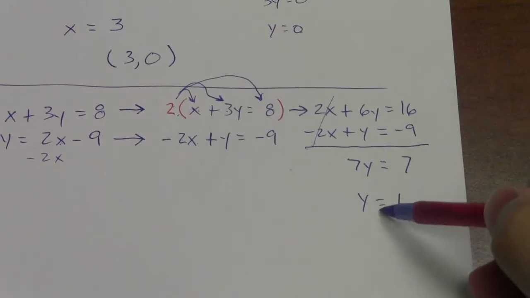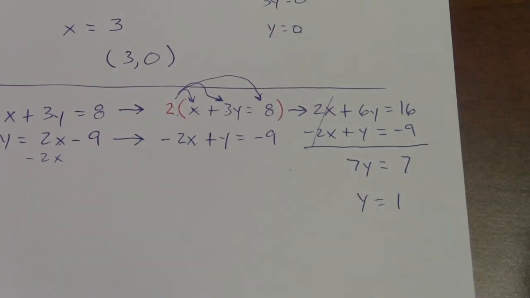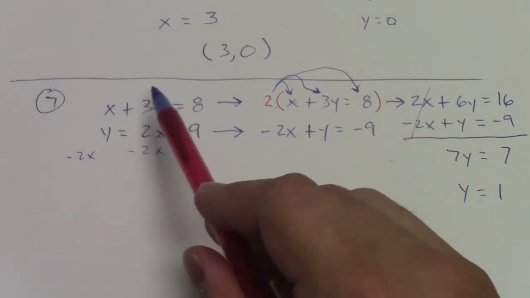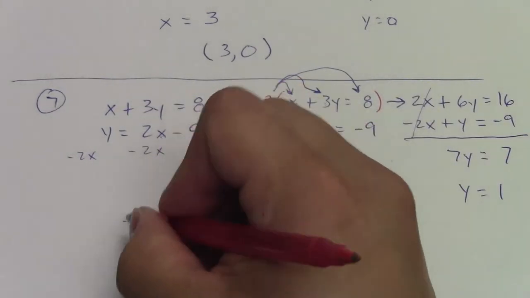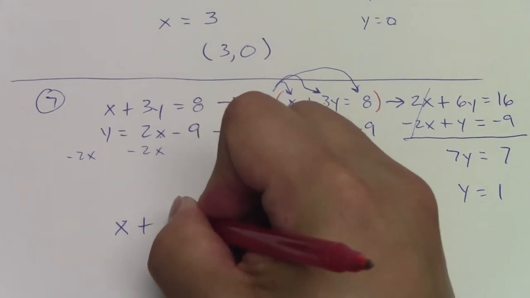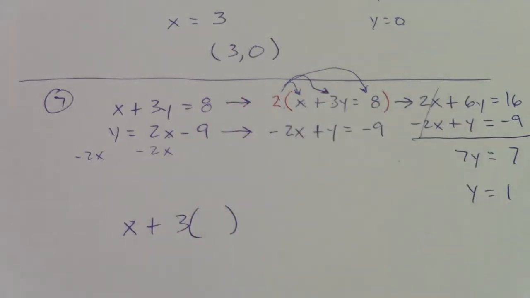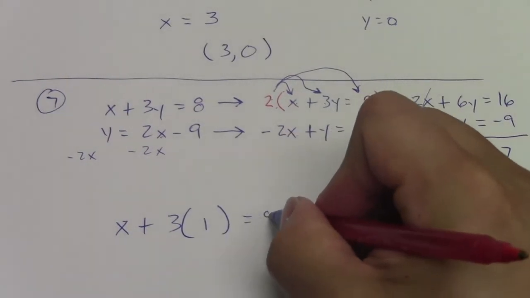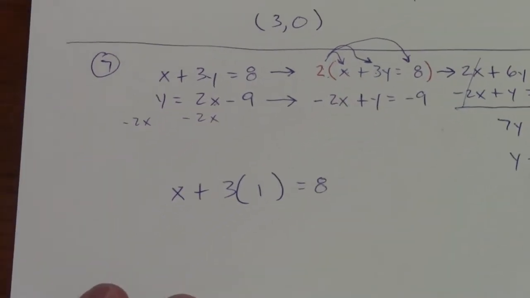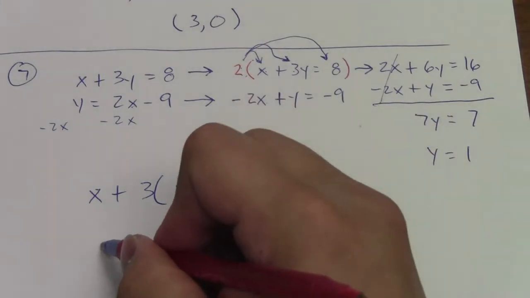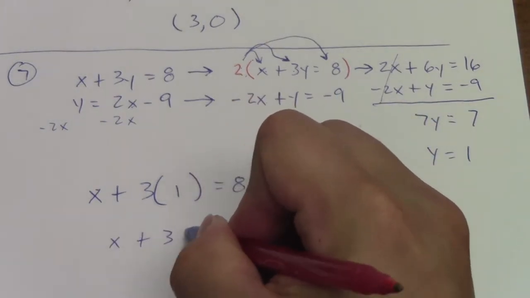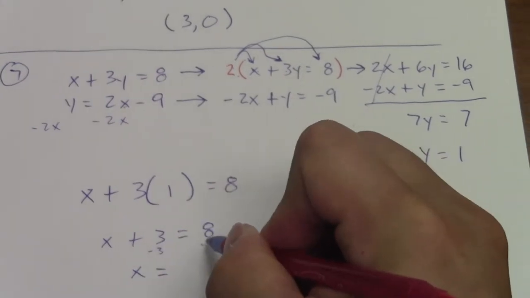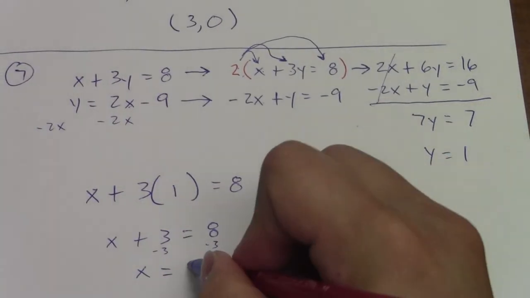Now all I have to do is just plug it in and solve. So let's go back over here. I'm just going to use this top one. So I'm going to go x plus 3 times y, and we found out that y is 1, so I'm going to put 1 in there, is equal to 8. X plus 3 equals 8. I'm going to subtract 3 from both sides, so x equals 5.